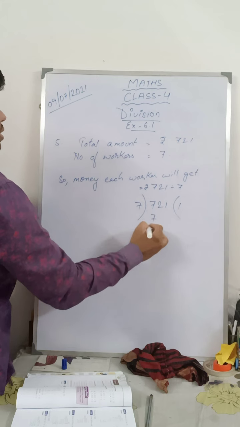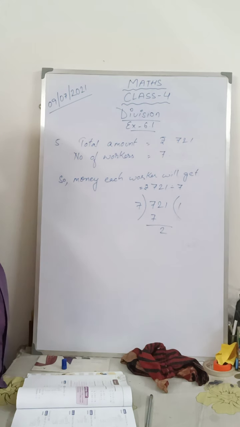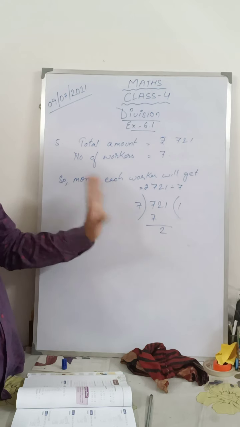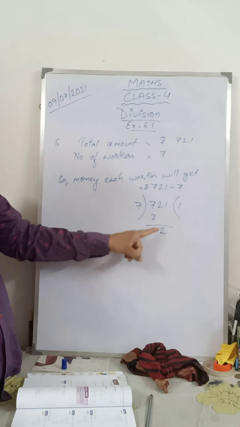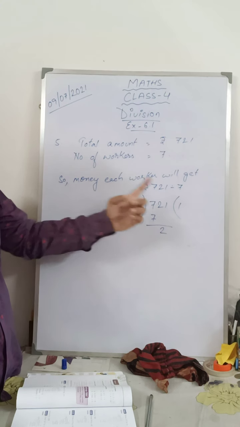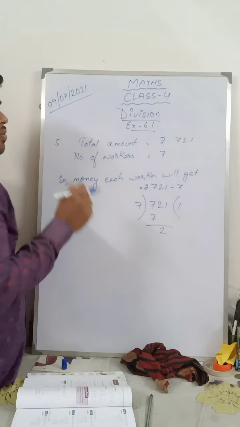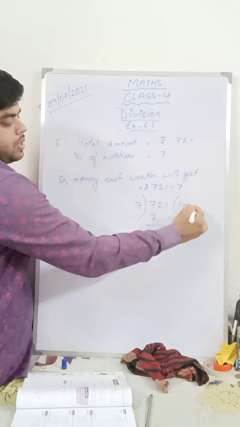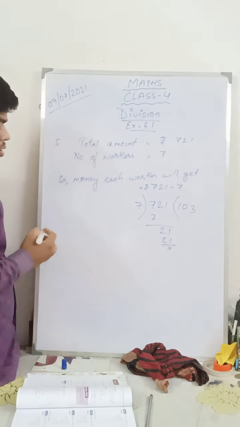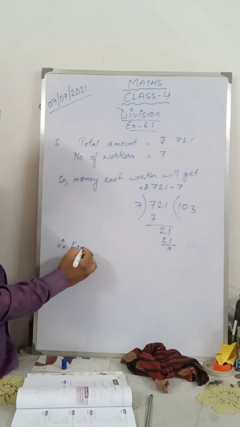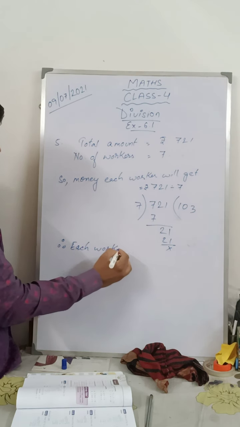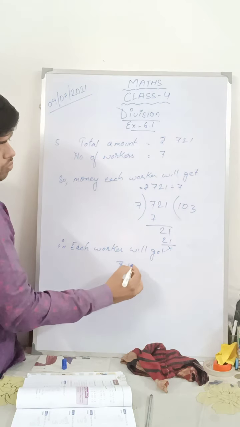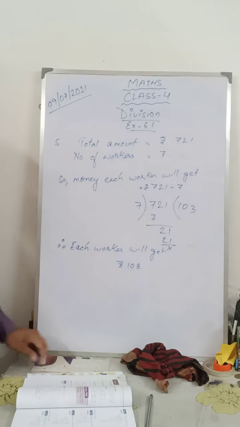7 1s are 7. 2 comes down. Now 2 is not divisible. So in every step you can bring only one digit at a time without taking the help of anything. But after bringing, if you see that it is not divisible and you want to bring the next digit down, you have to take the help of 0 and you put 0 in the quotient place and bring 1 down here. 7 3s are 21. Therefore each worker will get rupees 103. So I hope you have understood this.